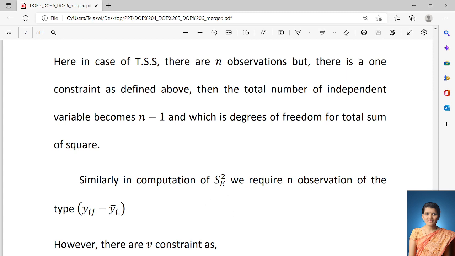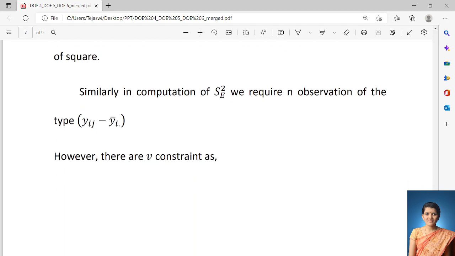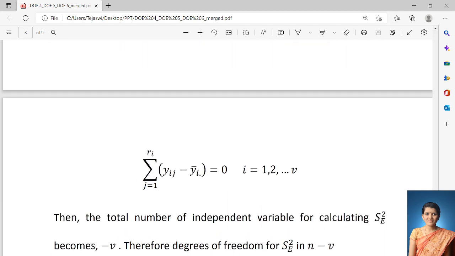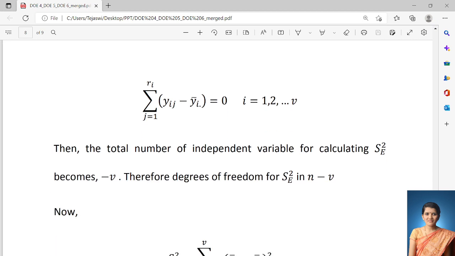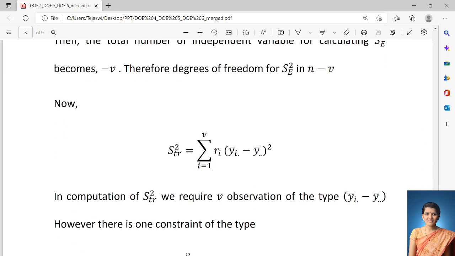Similarly, for the computation of the sum of square due to the error, we require n observations of the type yij minus yi dot bar. However, there are v constraints in the form of summation over j of (yij minus yi dot bar) equals 0, where i varies from 1 to v. Then the total number of independent observations for calculating the sum of square due to the error becomes n minus v. Therefore, the degrees of freedom for the sum of square due to the error is n minus v.